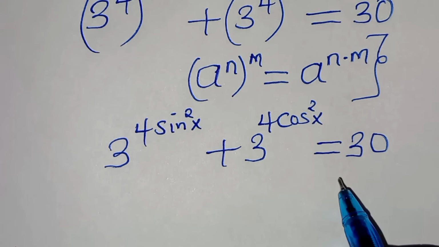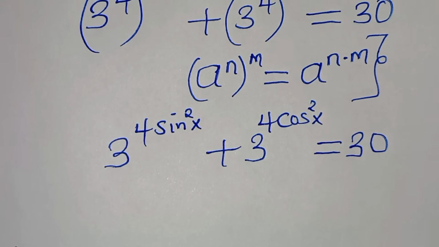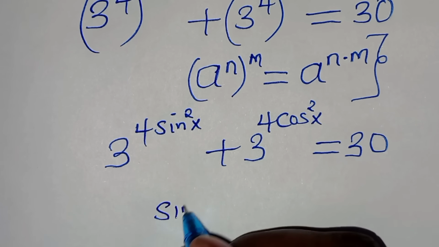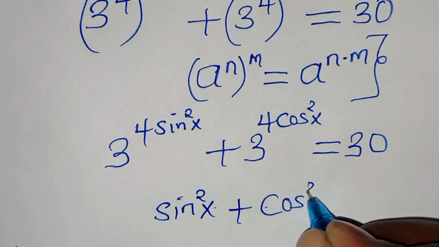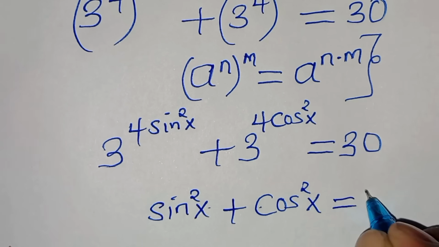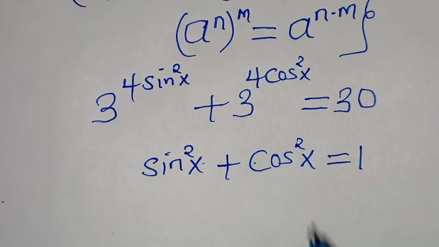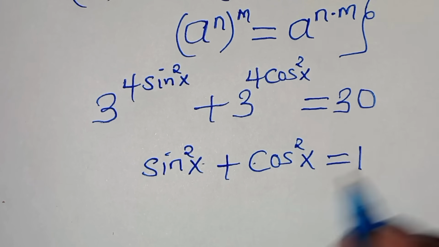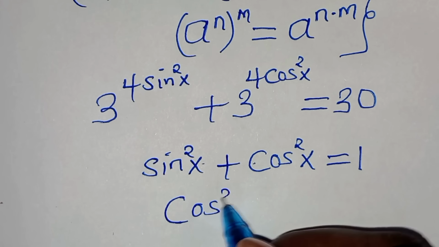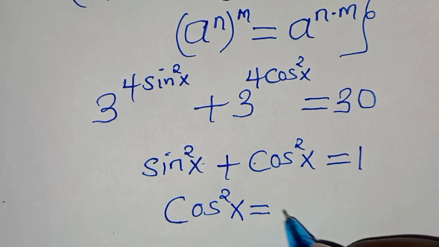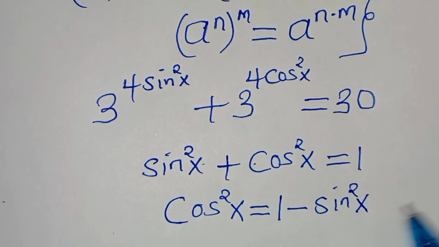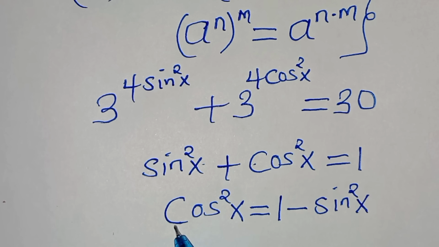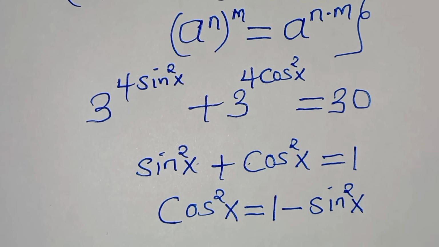The next step is that we can apply the trigonometry identity, which states that sin squared x plus cos squared x is equal to 1. Now, let's make cos squared x the subject of the formula so that we have cos squared x equal to 1 minus sin squared x.